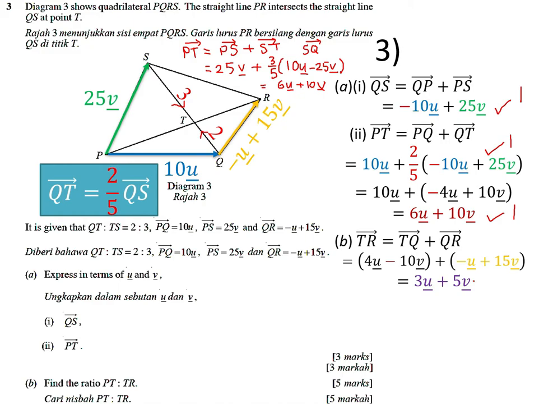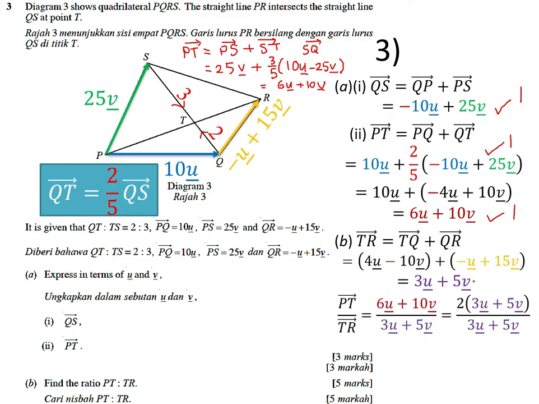After we find TR, we look at TR and PT, and we can actually tell already what the ratio is. But if you cannot tell, you can divide it. PT over TR is equal to 6U plus 10V over 3U plus 5V. Do you realize that we can factorize the 2 out? We factorize the 2 out, then the 3U plus 5V appears. So this and this we can cancel off. With that, we get 2 over 1. That will give you the ratio 2 to 1. So this is one way for you to do it.